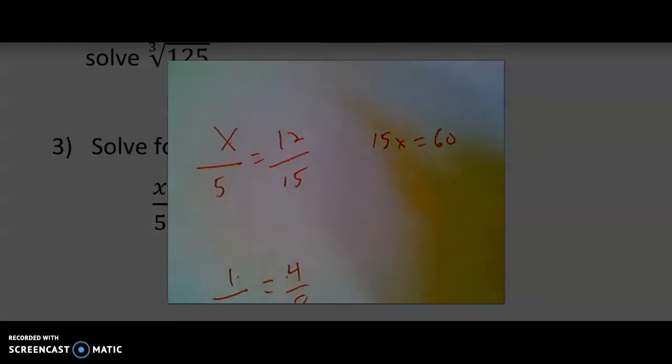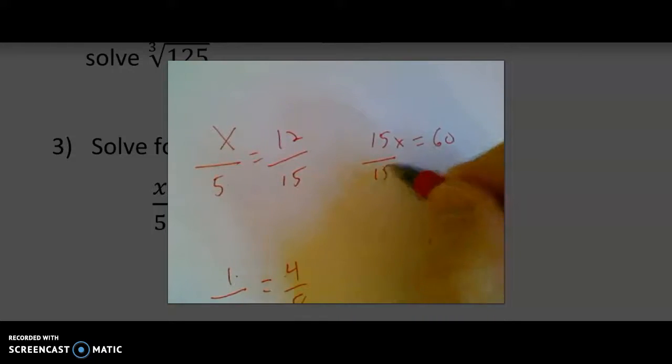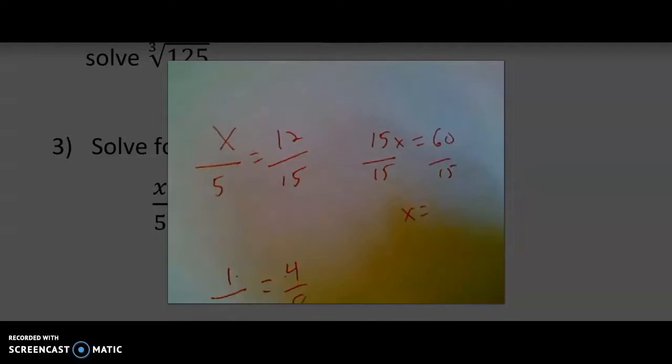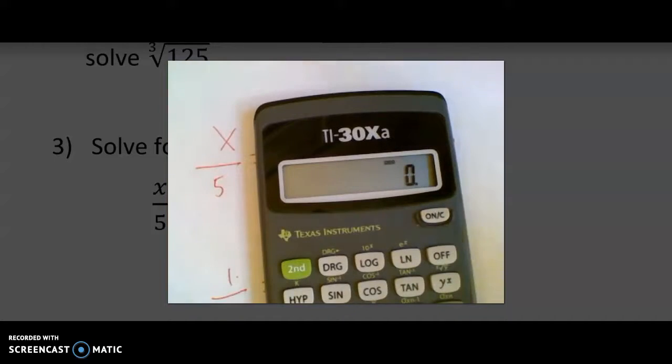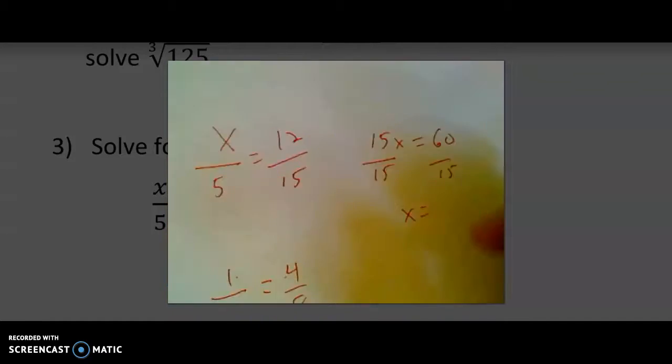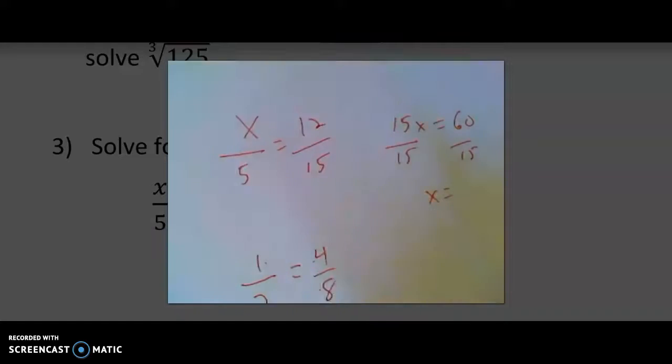So in this case, very simple equation. Divide both sides by 15, and x would be 60 over 15. Or if you want to actually divide that fraction, 60 divided by 15 would give you 4. And that would be the answer for x.